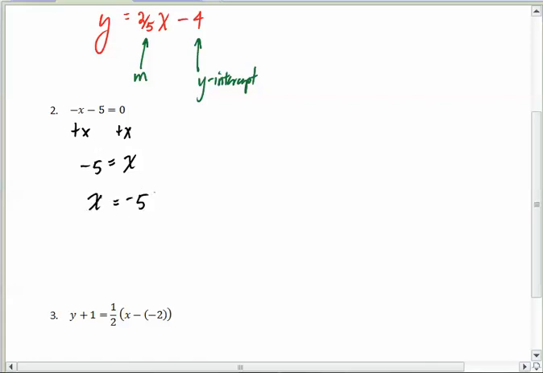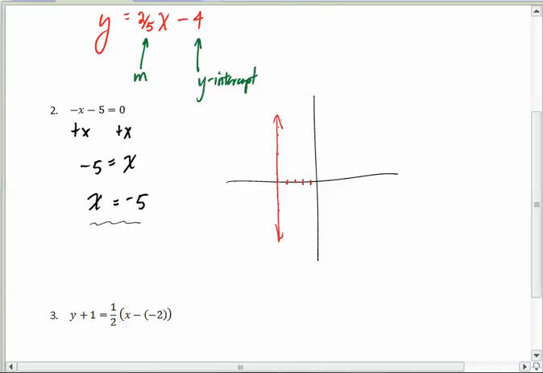So I have an equation of a line that says x is negative 5. That means that no matter what, x is negative 5. Now think back a video or two ago: no matter what the y is, x is negative 5. So what we have here is a vertical line.